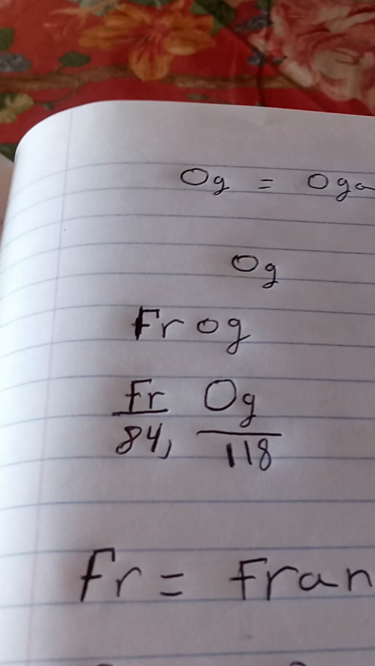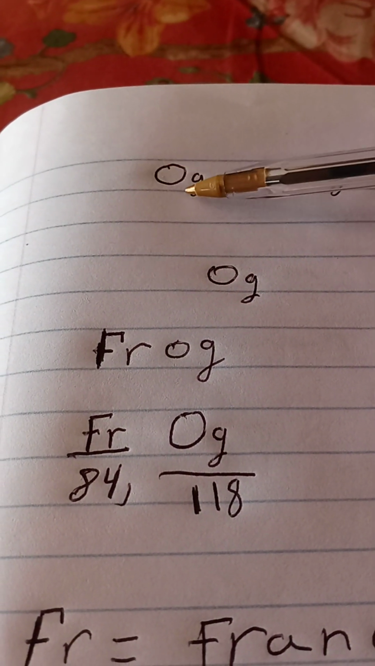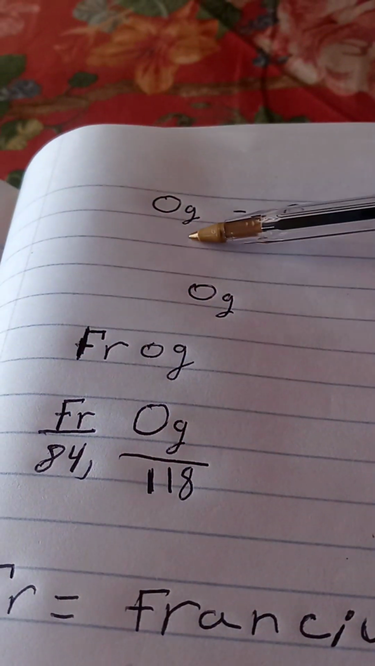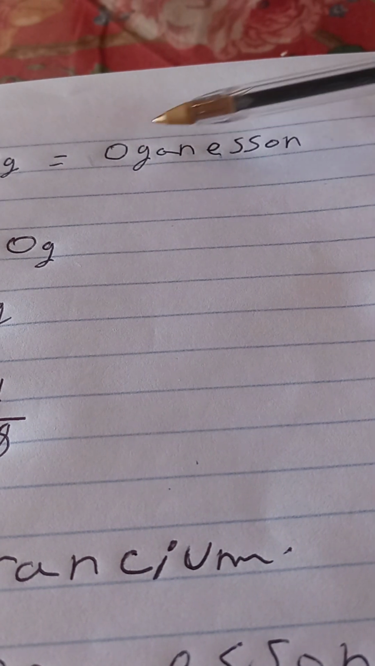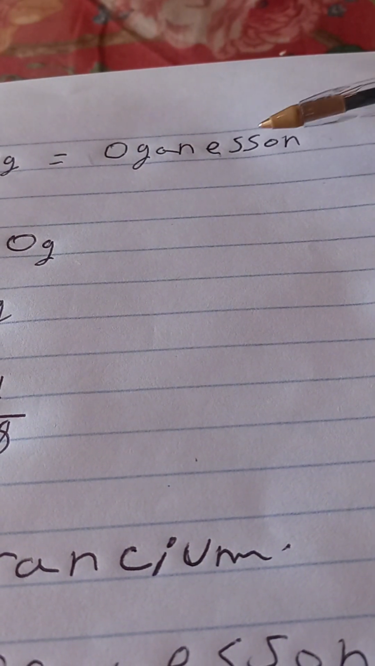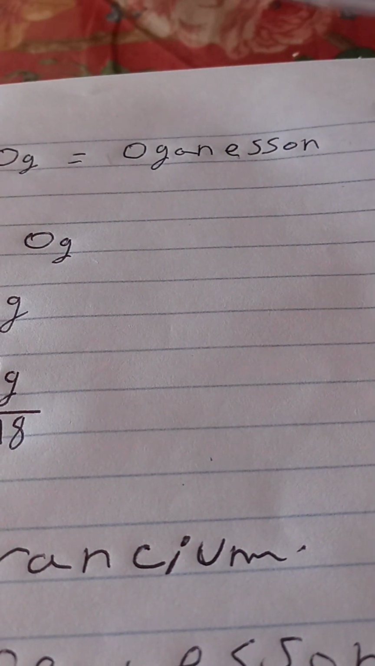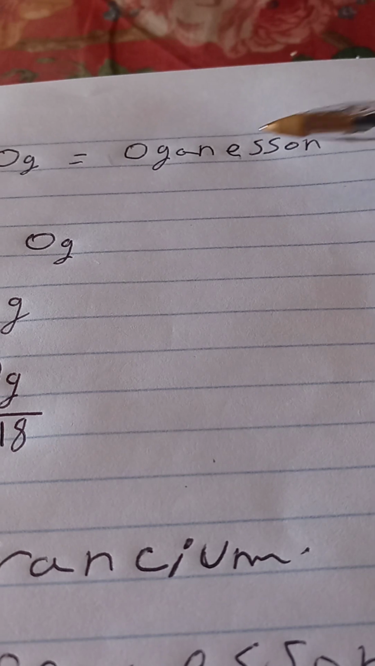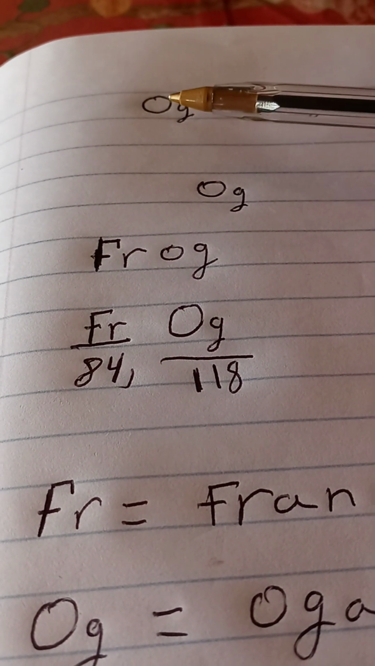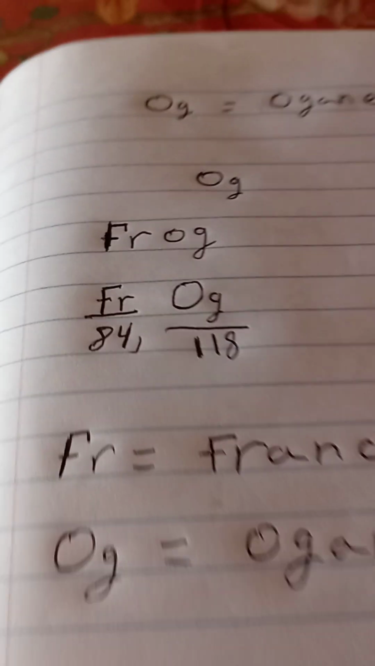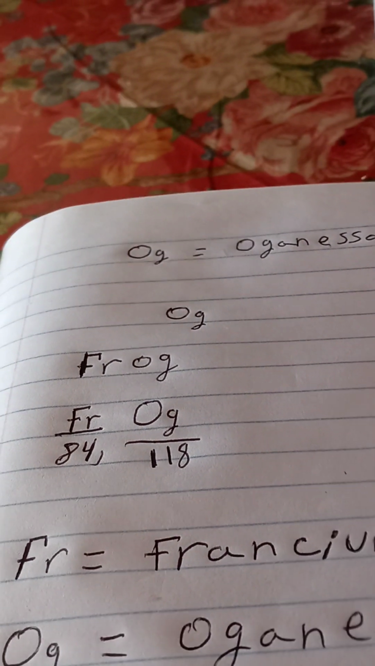For example, the chemical symbol, capital O and a small g, is the chemical symbol for Oganesson. Some people pronounce it differently, but it's Oganesson, and the chemical symbol for that is capital O and a small g. Now, how can we remember this?